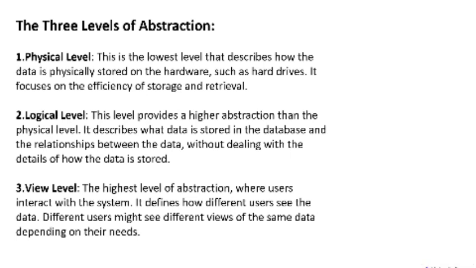The next level is view level. The view level is the highest level of abstraction and is the part users interact with directly. It shows only a part of the entire database that is relevant to the user. This level allows different users to see the data in different ways depending on their needs. For example, a librarian must see detailed information about every book, while a visitor might only see the books available for browsing.